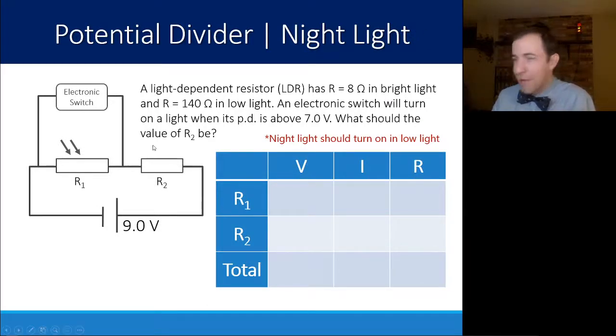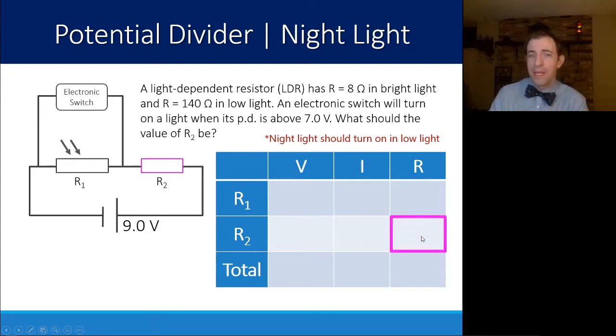This problem solving process is one of the more challenging ones that we'll see. So let's take our time and look through what we've got. A light dependent resistor, LDR, has a resistance of 8 ohms in bright light and 140 ohms in low light. So as a reminder, it's an inverse relationship. So the brighter it is, the smaller the resistance. An electronic switch will turn on a light when its potential difference is above 7 volts. What should the value of R2 be? So let's start with figuring out what we want to find. We're trying to design the circuit to figure out what R2 has to be. The value of R2 would be the resistance of R2. That's what we're looking for here.